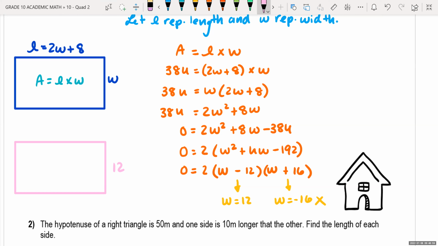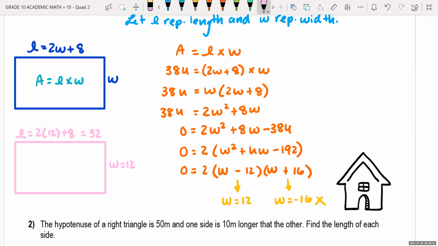And now my length is going to be 2 times W plus 8. If you wanted to show that work on the side, you could. I'm just going to do it right over here. So 2 times 12 plus 8, which is going to give me 32. Right? Because 2 times 12 is 24. 24 plus 8 is 32. So we think the length, by the way, I should probably write W is equal to 12. So W is equal to 12.